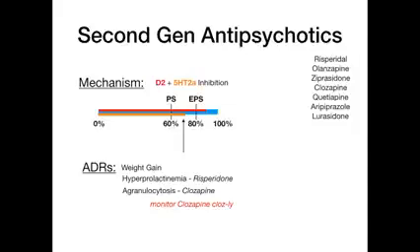Dopamine and 5-HT2A blockade, just enough to squeeze between that 60 to 80% window. That's where we want to be. That's the hot spot. Metabolic syndrome and weight gain for all of these drugs. Hyperprolactinemia for risperidone, agranulocytosis for clozapine. That's high yield. Now let's talk about the extrapyramidal symptoms.